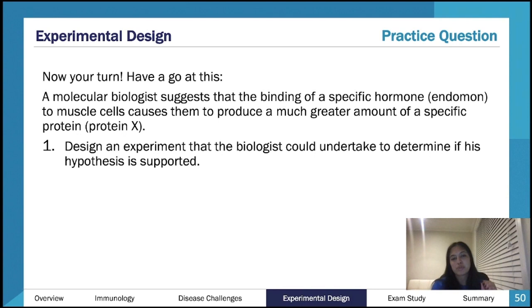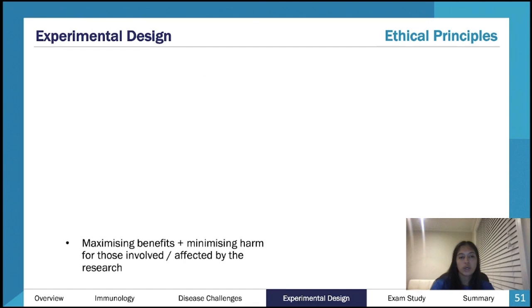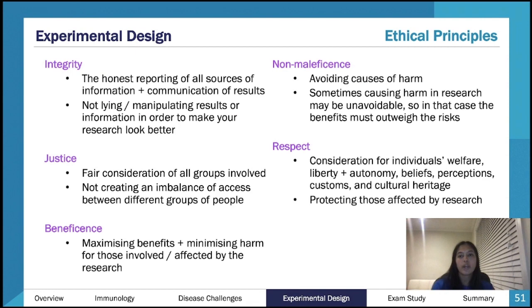perhaps with a little protein X detector. I guess that's the most specific thing to be using. You would repeat the experiment as well. Okay, but again, feel free to write that out and elaborate a little bit more on that. Okay, so these are some of the ethical principles in this study design.